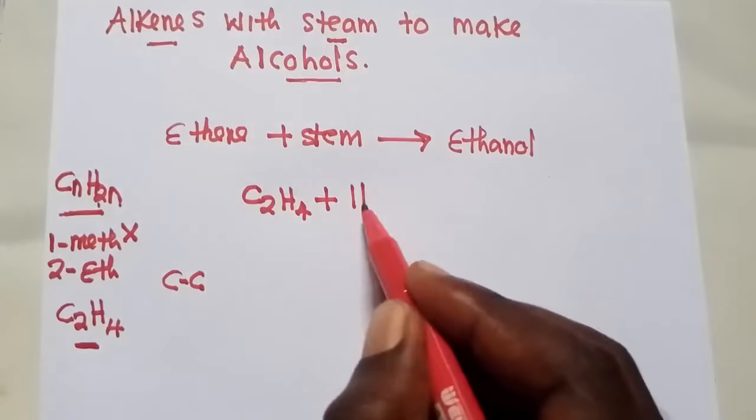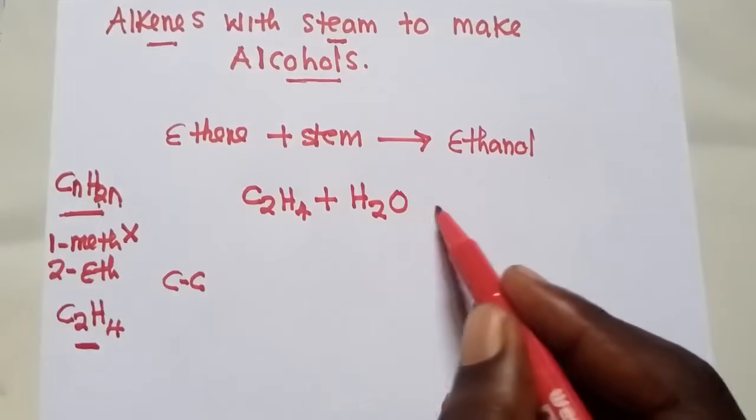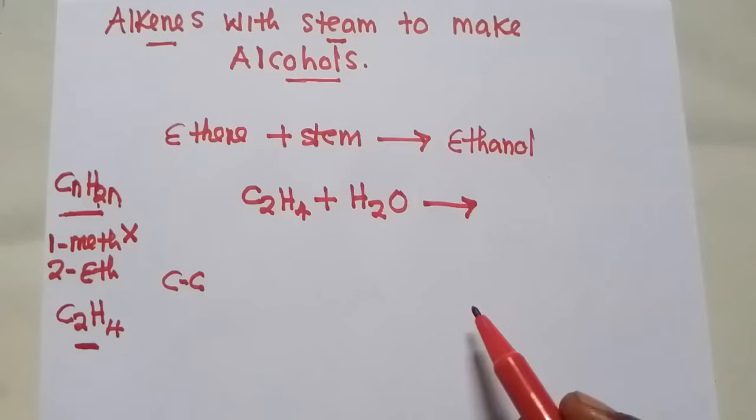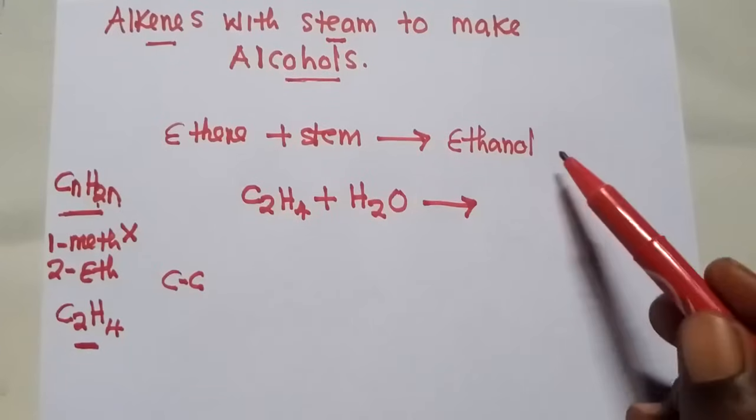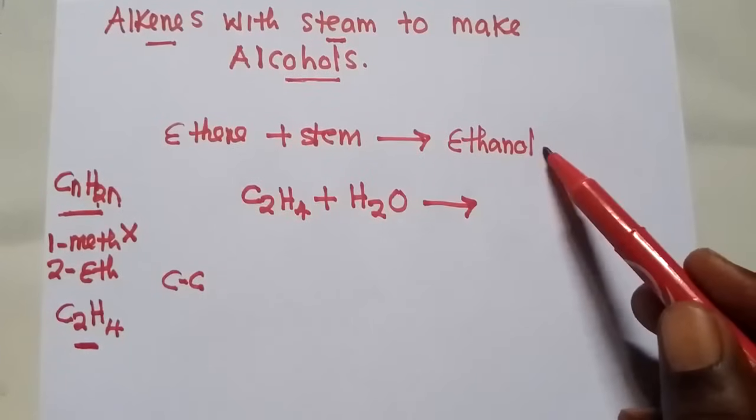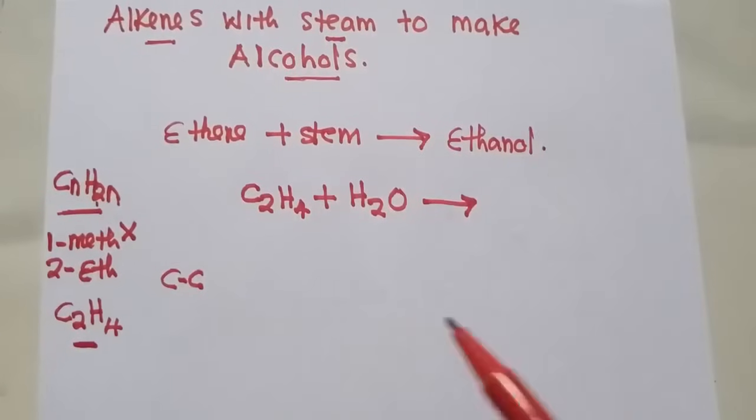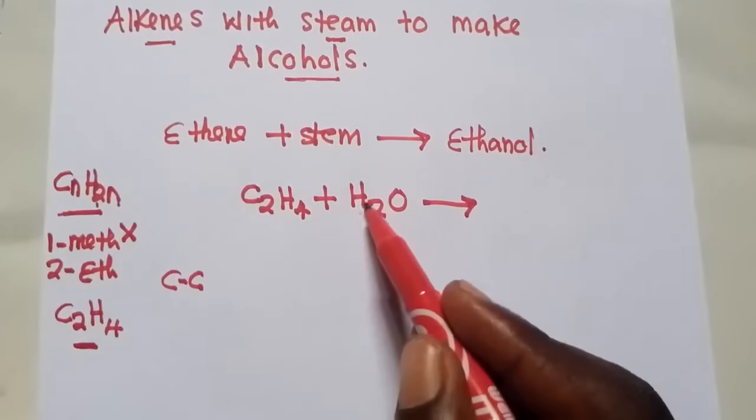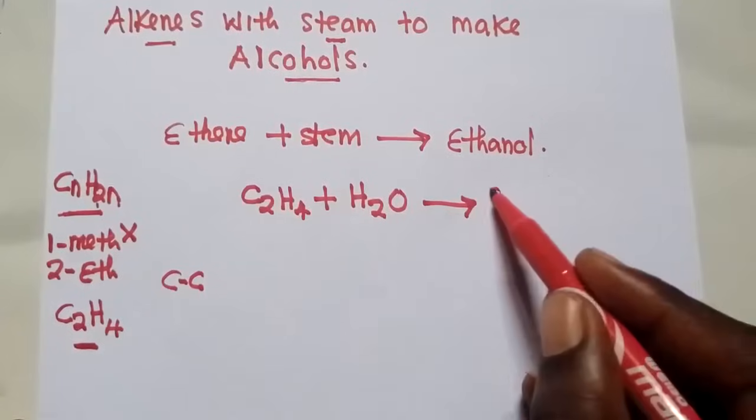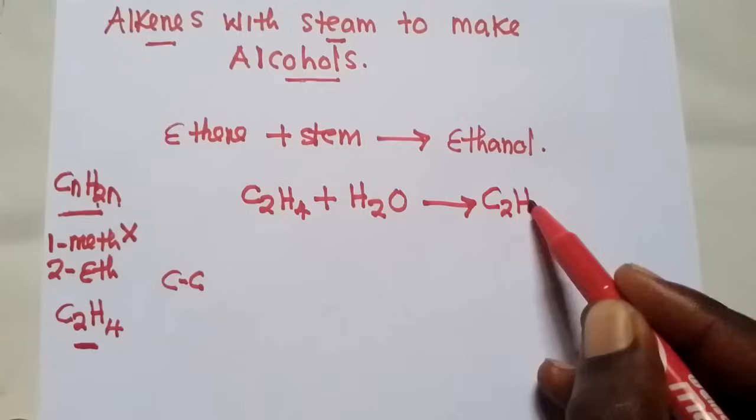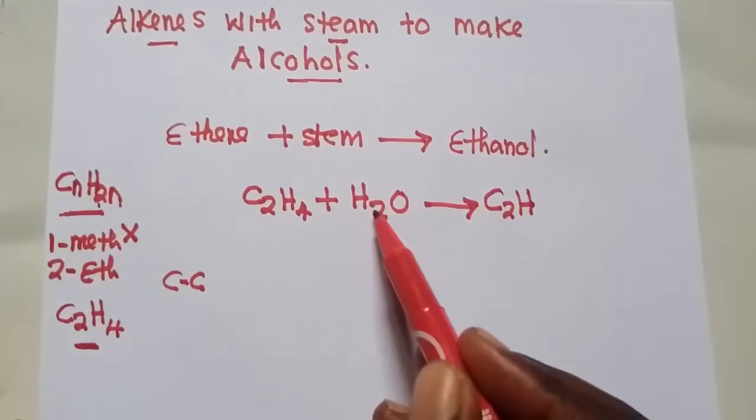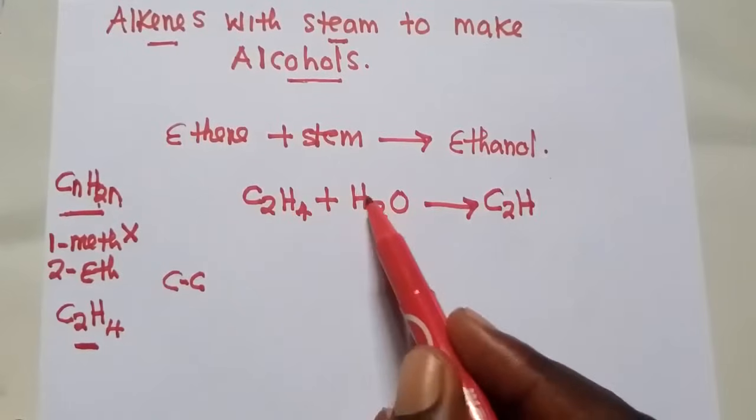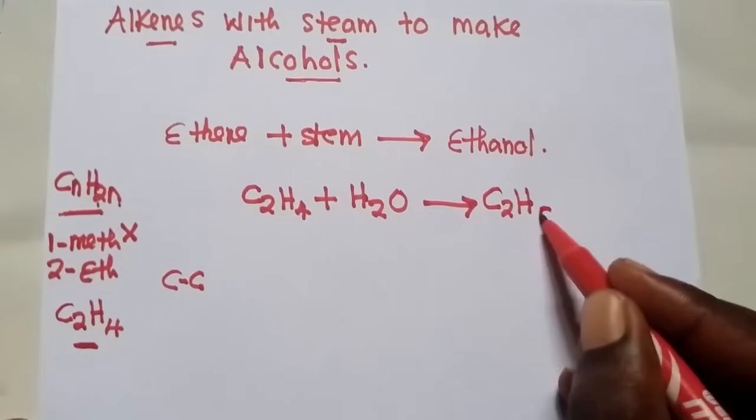Steam is water in gaseous state like this. Then what is produced there is called an alcohol. Specifically, we are talking about ethanol. So what will happen is this. One hydrogen atom will drop here and go to this other side. So I'm going to have C2H, and this one we are having a 4. When one hydrogen comes here, we're going to have 5.